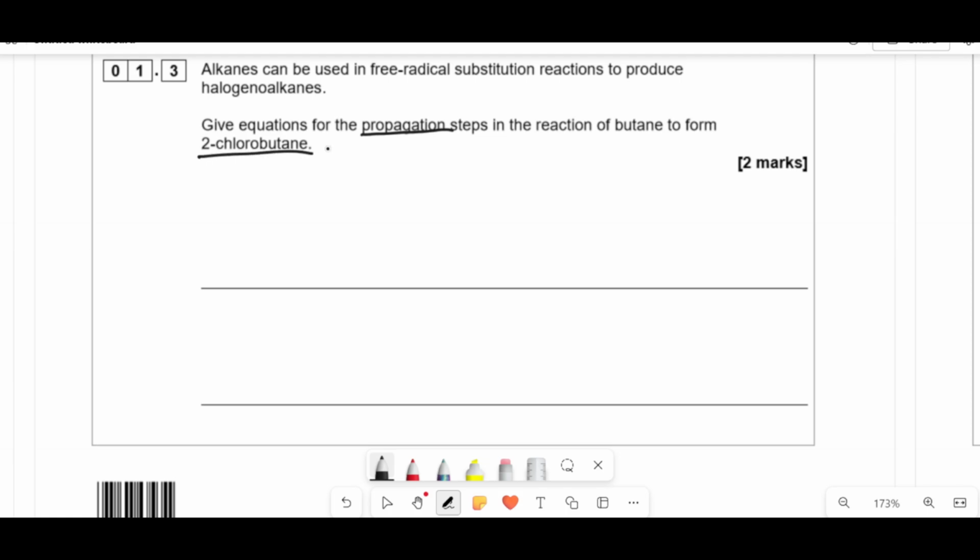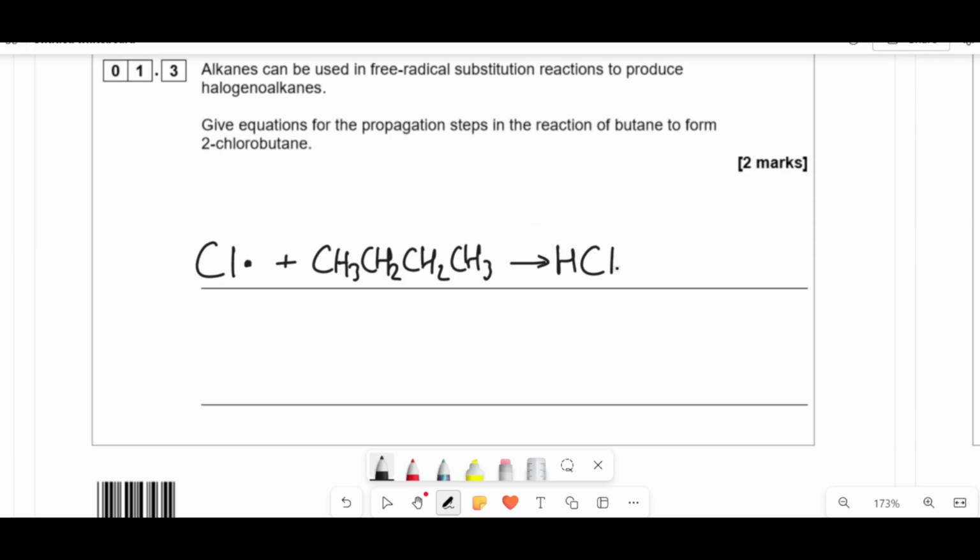So if we're making 2-chlorobutane, what's happening is it's a propagation step, where a radical is attacking a non-radical thing. So here we're going to start with our Cl radical, which attacks the non-radical thing, which would not have chlorine to begin with. So it's just going to be butane. So CH3, CH2, CH2, CH3, right? Once it attacks this butane, you're going to end up making one of them, which is going to be HCl. The other thing is going to be something with a radical on it.